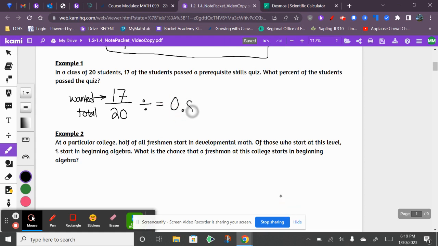So we get 0.85. Then to change it to a percent, because right now it's as a decimal, to change it from a decimal to a percent, we're going to multiply by 100. So we get 85%.